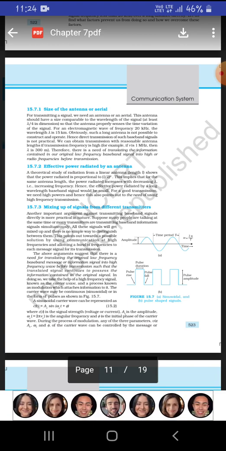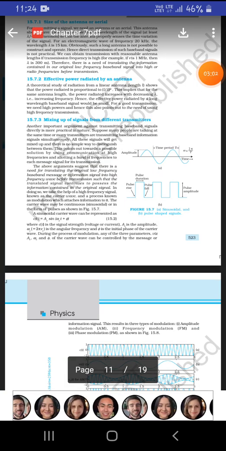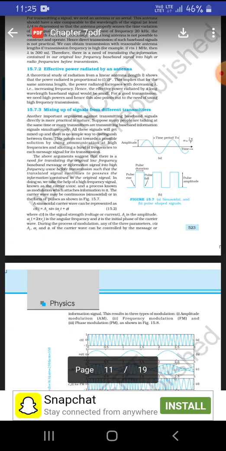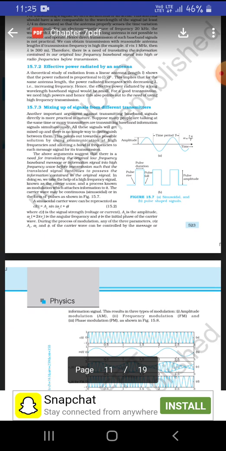Next, mixing up of signals from different transmitters. Another important argument against transmitting the baseband signal directly is that it is not practical. Suppose many people are talking at the same time, or many transmitters are transmitting baseband information simultaneously. All these signals will get mixed up, and there is no simple way to distinguish between them. So the above argument suggests that there is a need to translate the original low frequency baseband message signal into a high frequency wave before transmitting.